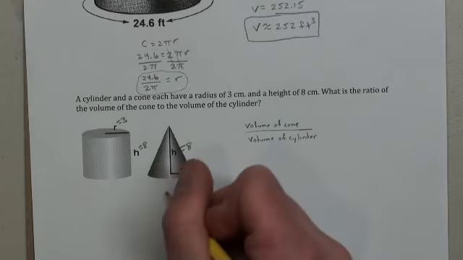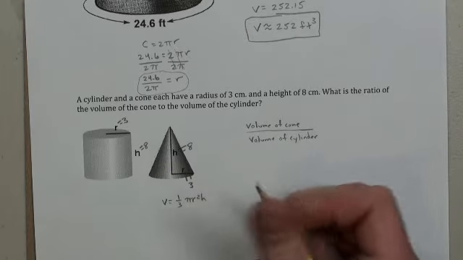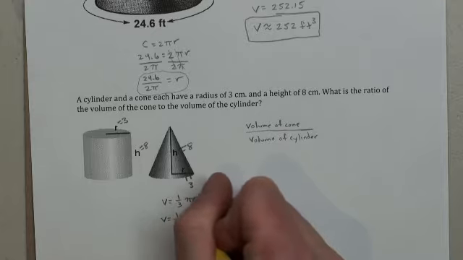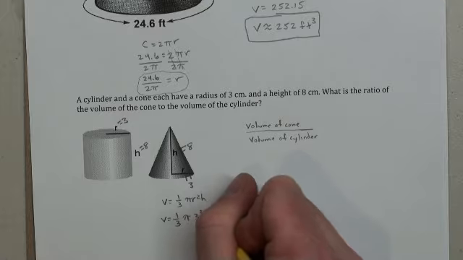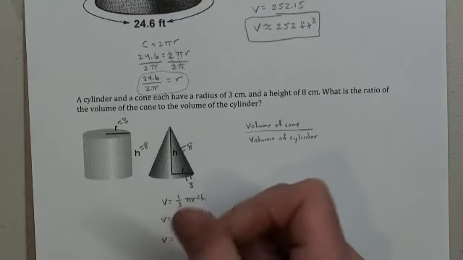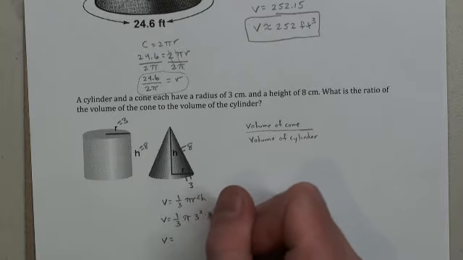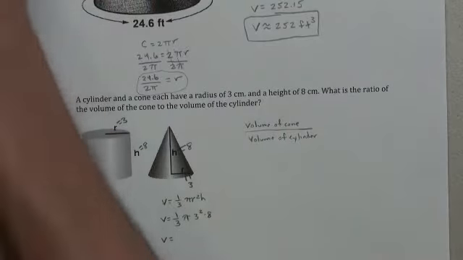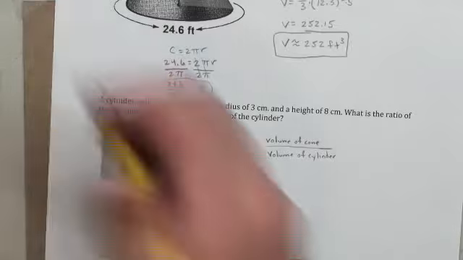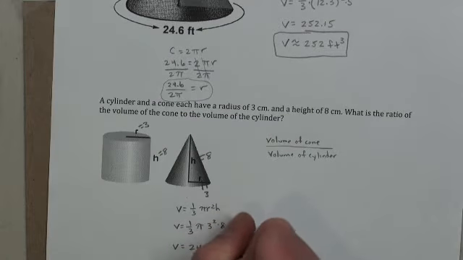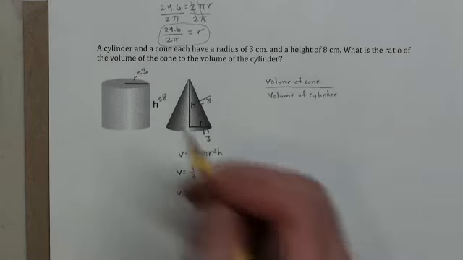So first let's find the volume of the cone. 1/3 pi r squared h. Volume equals 1/3 pi 3 squared times 8. Let's see, 3 squared is 9. 9 times 8 is 72. And 72 divided by 3 is 24. So this volume is 24 pi. I'm going to leave pi in the formula for now.